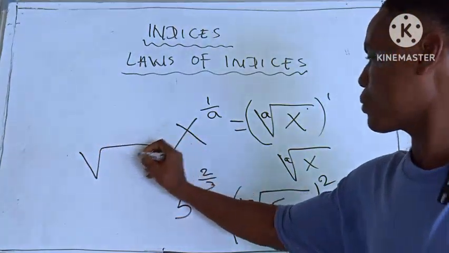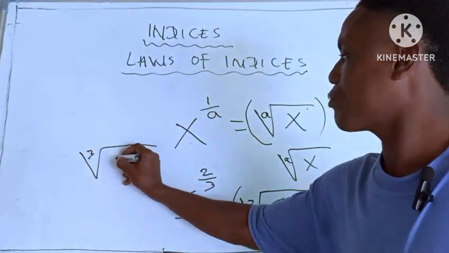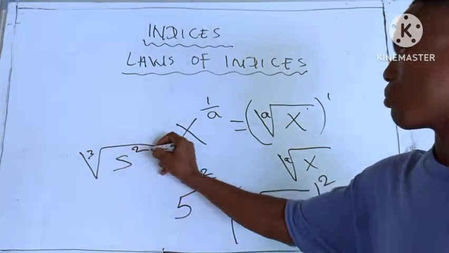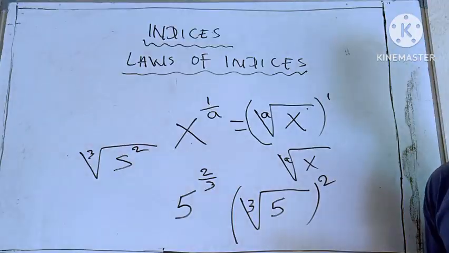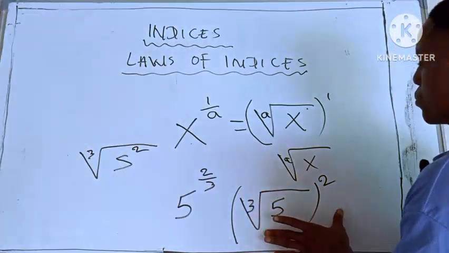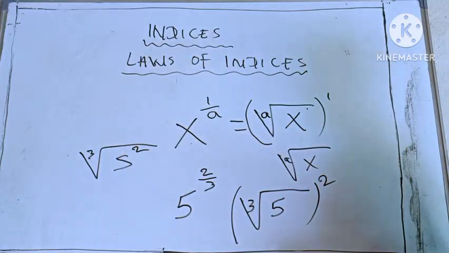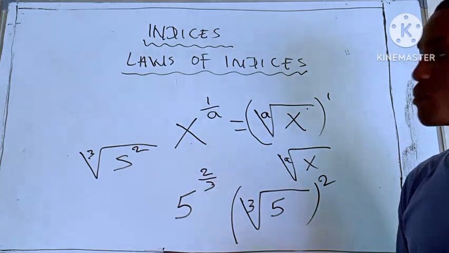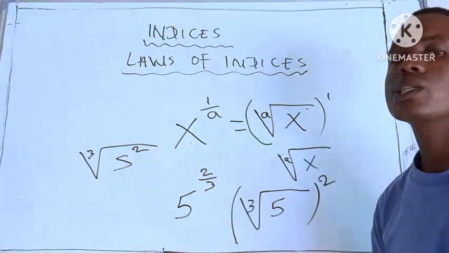You draw your square root sign, 3, 5, then raised to power 2. Are you getting it? So it can be in this form or in this form. So take note of them. It's very important. Okay, let's move to the next one.